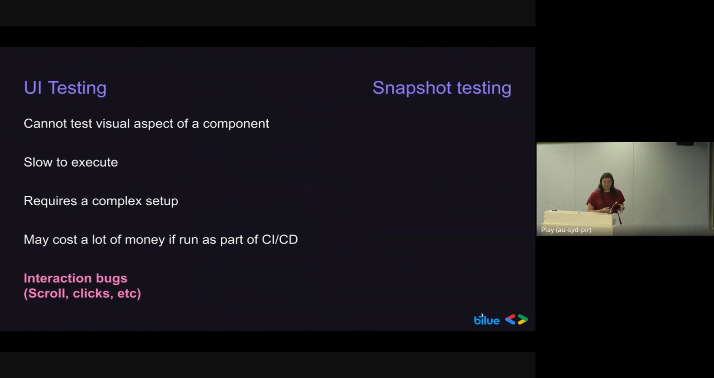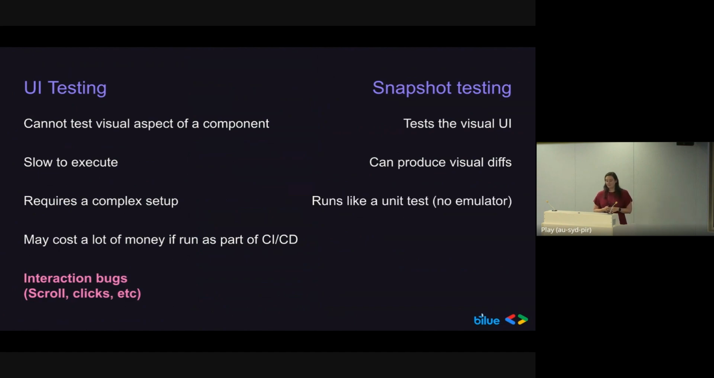Now, what is snapshot testing? This tests the visual UI. This is something that looks to see if this pixel is exactly aligned. Are these two pieces of text in the right spot? Are they the right color? And it can produce visual diffs. So you can look at things side by side and see if they look the same or look different.